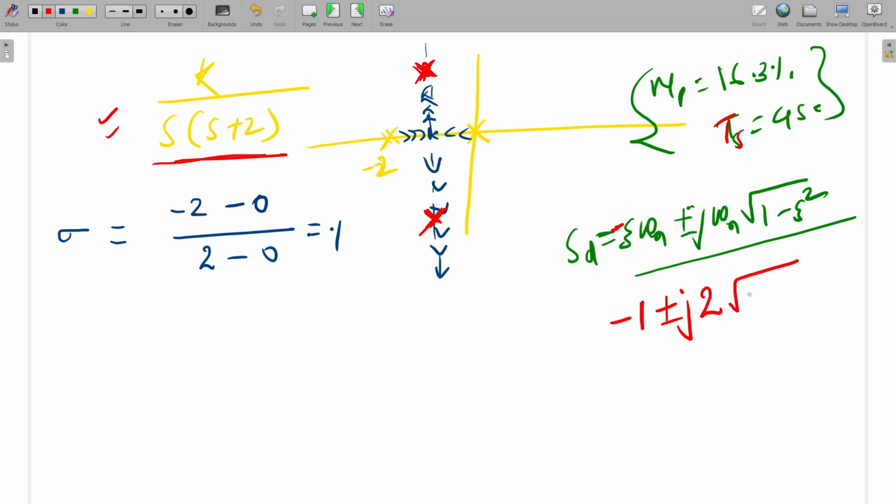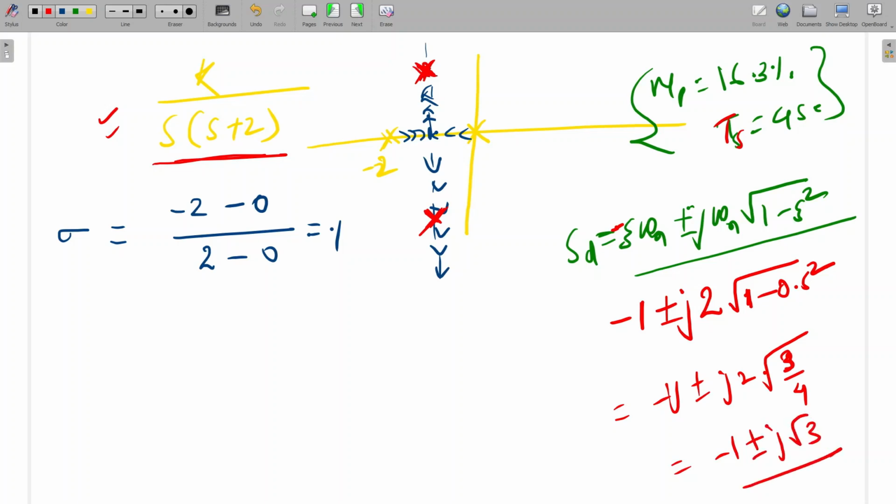Into root of 1 minus zeta square, how much will it be? Omega n into 1 minus 0.5 square. 0.5 square means 1 by 4. 1 minus 1 by 4 is 3 by 4, correct? Yes, sir, 3 by 4. So it will be minus 1 plus minus j root 3. Is it correct? So this will be our desired pole.